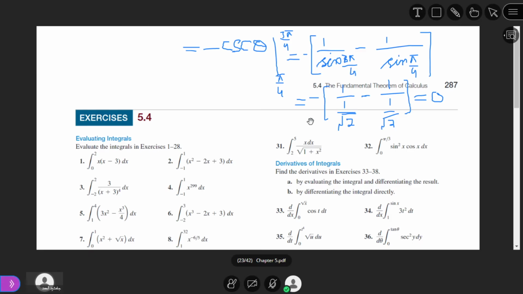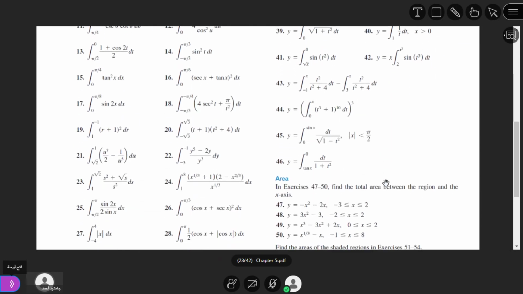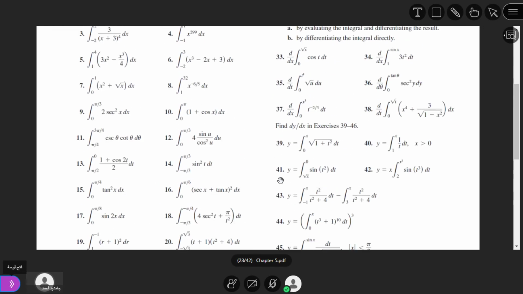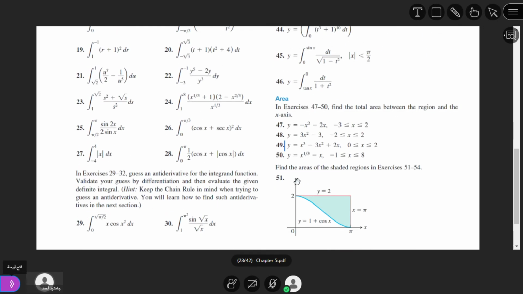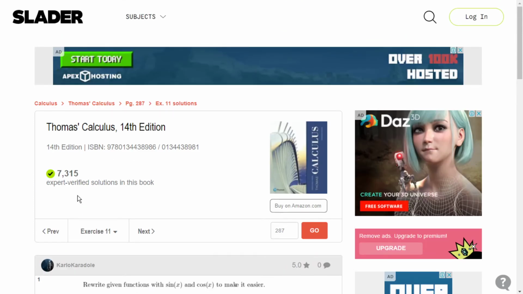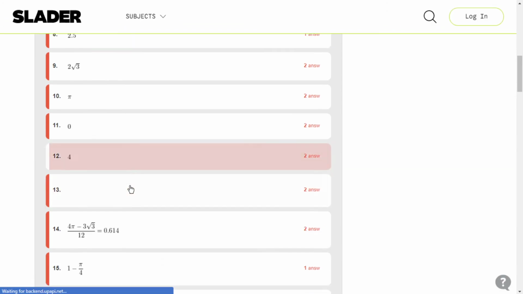Now, we have to find the area. Question number 49. What is the function? The function is x to the power 3 minus 3x square plus 2. What is the interval? The interval is 0 to 2.